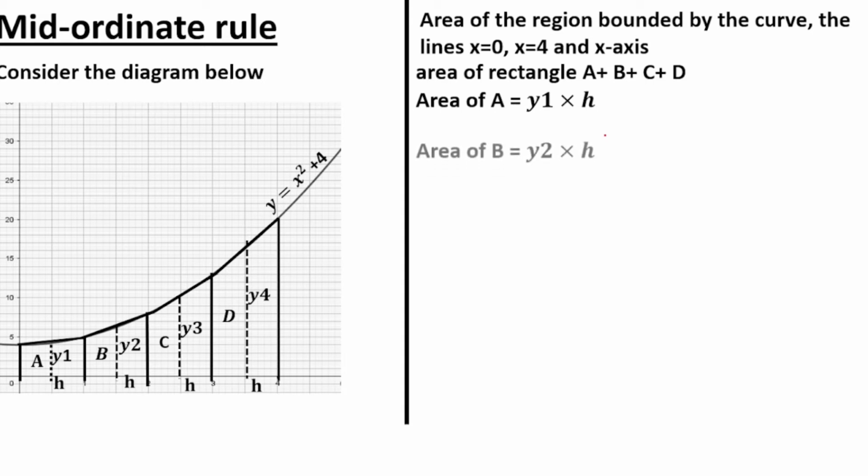That of B will be equal to H times Y2. H is common for all of them. That of C becomes Y3 times H. And then lastly, that of D will be equal to Y4 times the width, which is H in this case. So to get the area of the region now, we shall be adding all these areas.